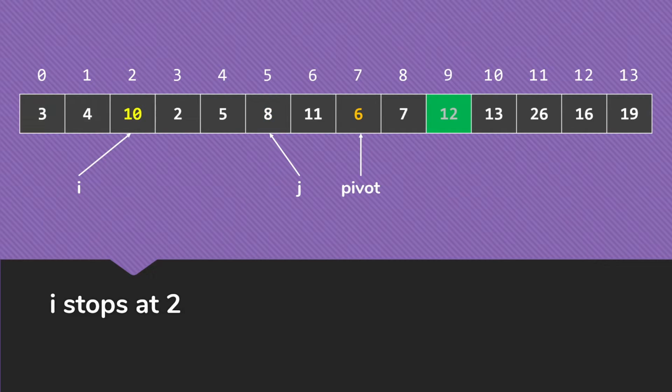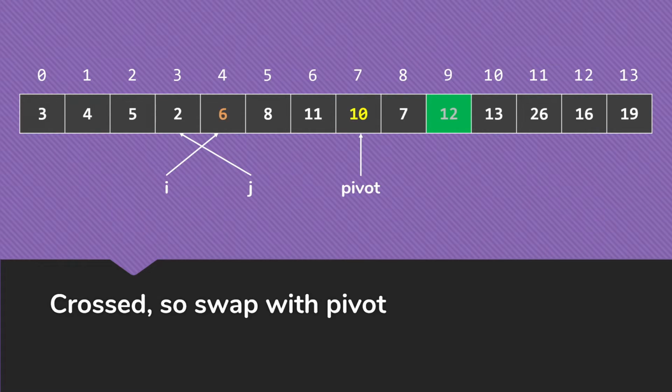Then I will move on, stop at the value 10. J will stop at the value 5, and we'll swap those values. Then I will move on and stop at the value 10 in index 4 now. And J will stop at index 3 with the value 2. We've now crossed, so we'll set the 6 in place.